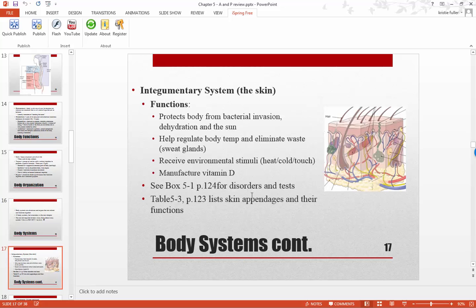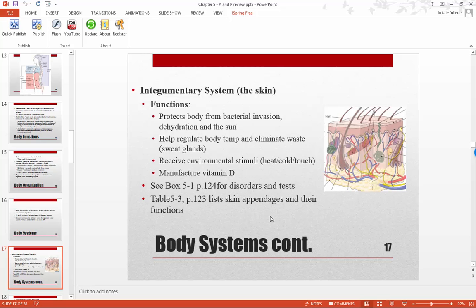All right, so the first body system we're going to discuss is the integumentary system. That is also known as the skin. The skin's primary functions are to protect the body from bacterial invasions, dehydration, and the sun. It helps us with our body temperature. We eliminate waste by sweating. We receive stimuli from everything we touch, whether it's hot, cold, whatever. We also make vitamin D, okay?